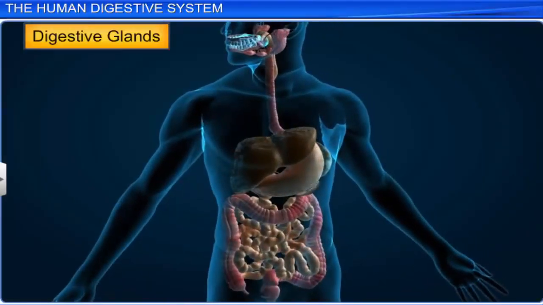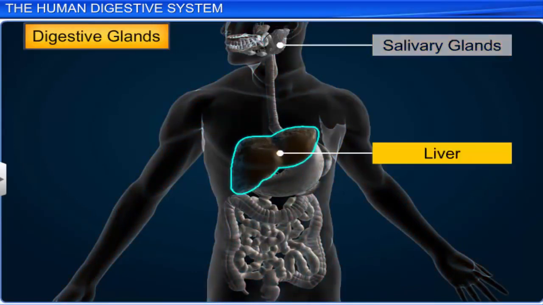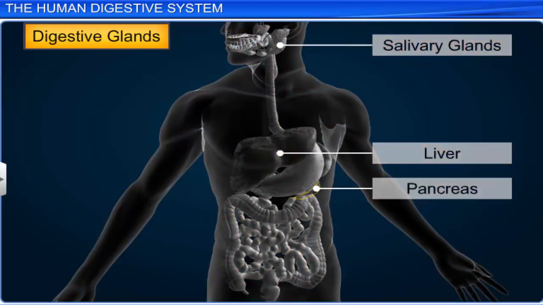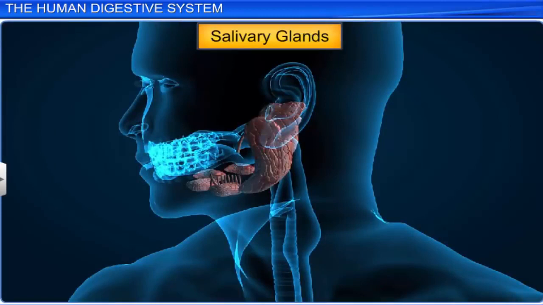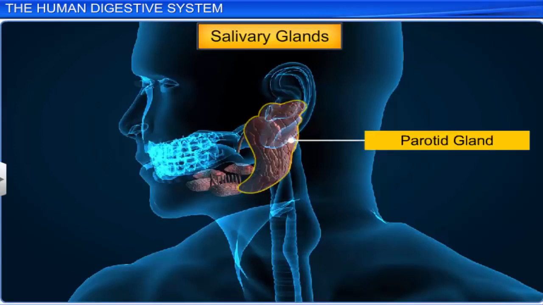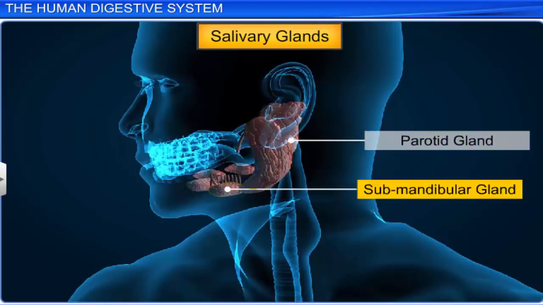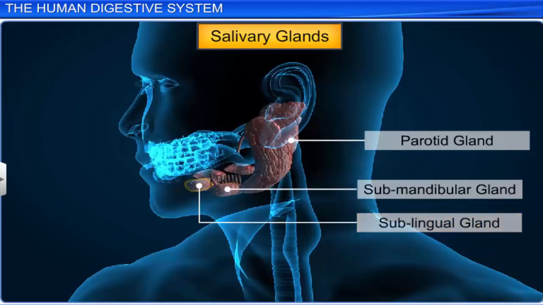Apart from the alimentary canal, the digestive system also consists of the salivary glands, liver, and the pancreas, which are collectively known as the digestive glands. The salivary glands, located just outside the oral cavity, secrete salivary juices into the cavity. There are 3 pairs of salivary glands. The parotid gland, located in the cheek, the submaxillary or submandibular gland, found in the lower jaw, and the sublingual gland, located below the tongue.